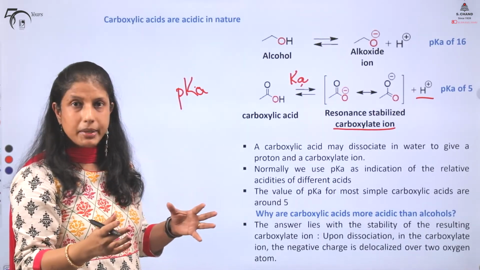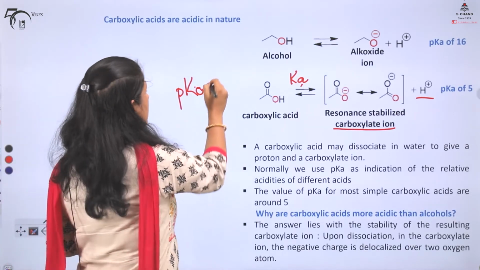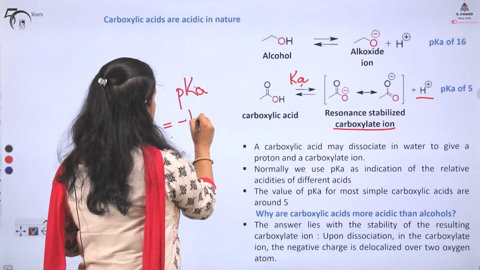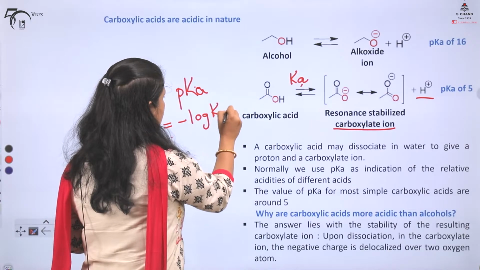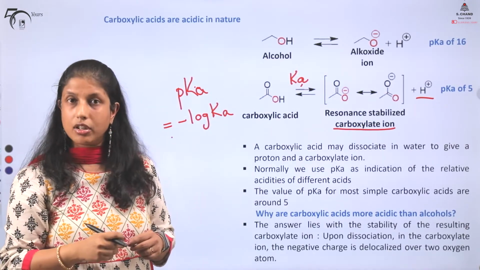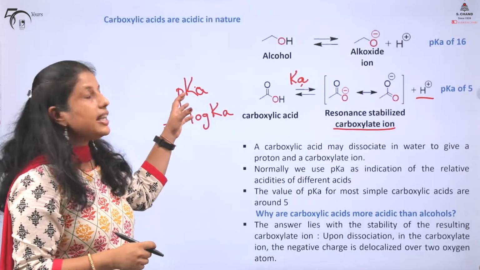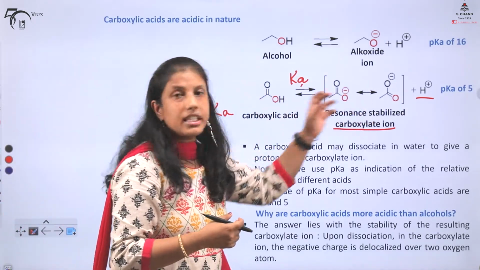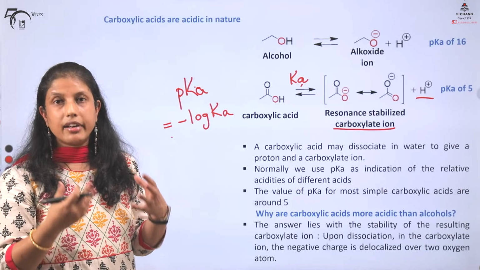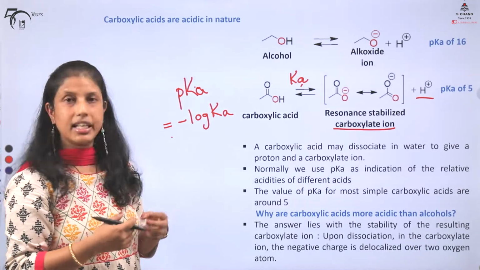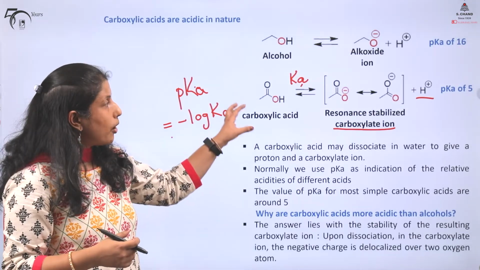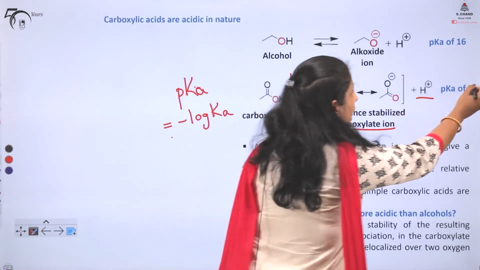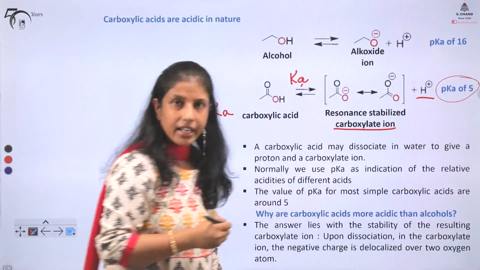All right, what is pKa? You will remember pKa is nothing but the negative log of this acid dissociation constant. This pKa value will determine the strength of the dissociation of the acid, or the relative acidic strength of the acid. Carboxylic acids tend to have a pKa of 5.